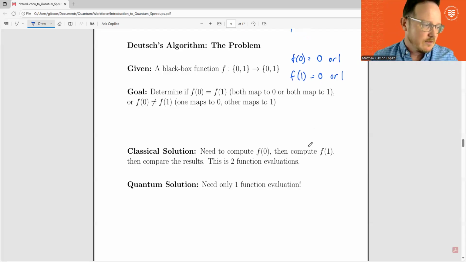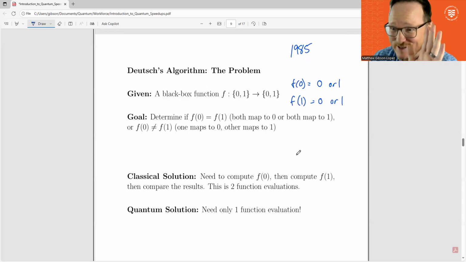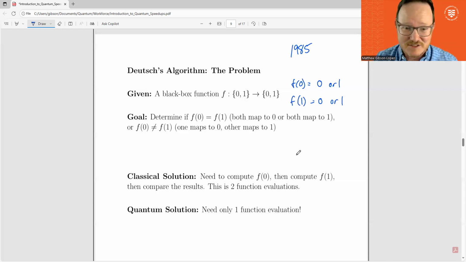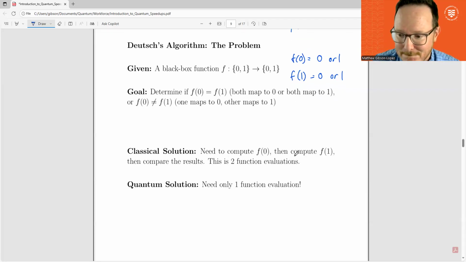Okay. So not a major improvement here. But that's not the point. This is the first problem. This was a major win in 1985, the demonstration that quantum computers can do certain tasks faster than classical computers. And this is still in almost every quantum computing textbook, the first example of quantum advantage that gets presented. So now I want us to understand exactly how this works.